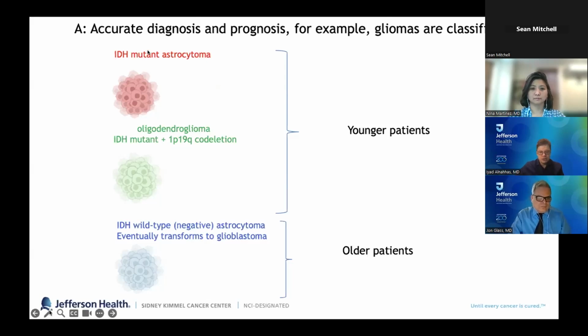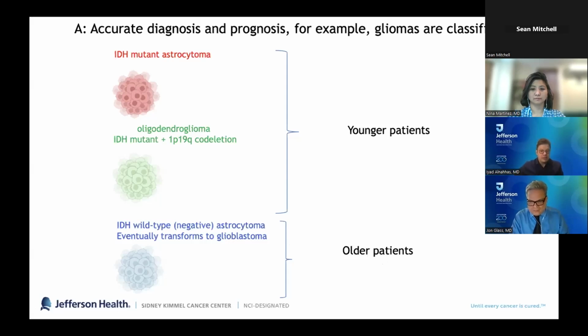Both IDH mutated astrocytoma and oligodendroglioma tend to happen in younger patients in general, whereas the IDH wild type, or the IDH negative, or the IDH normal astrocytoma that does not have the mutation within the IDH, is more so the bread and butter glioblastoma. Eventually, as it grows in grade from grade 2 to 3 to 4, it reaches that tumor that we call the glioblastoma. And this tends to happen in older patients.